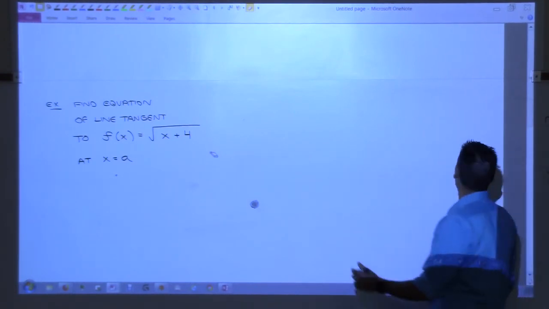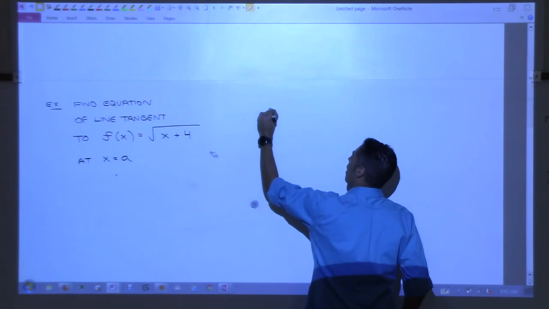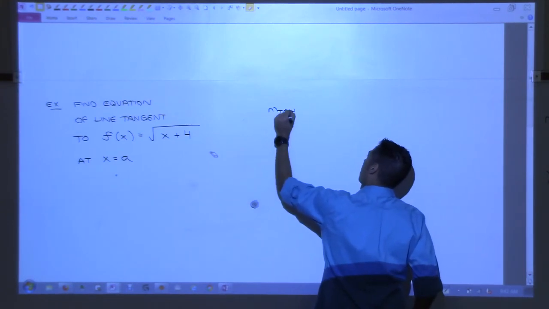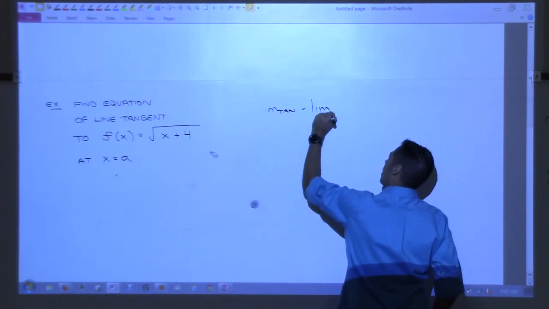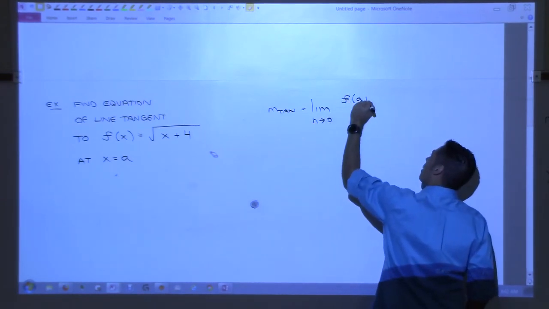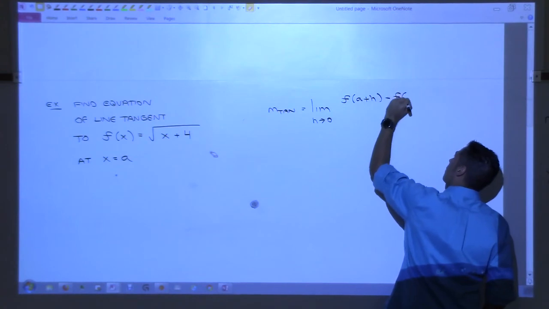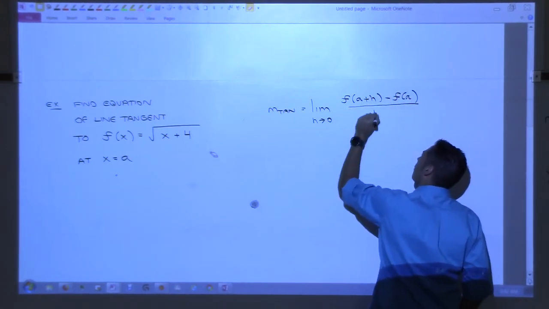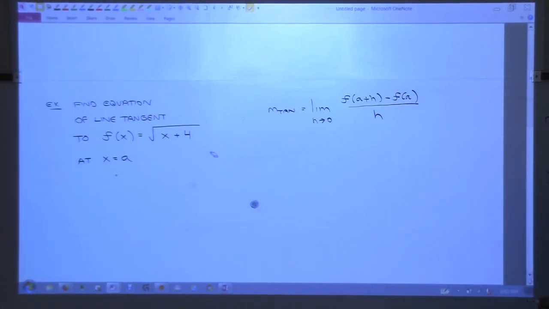All right, let's get down to the slope of the tangent line. So the slope of the tangent line is going to be the limit as h goes to 0 of f of a plus h minus f of a over h. So that's hopefully burned into your brain by now.